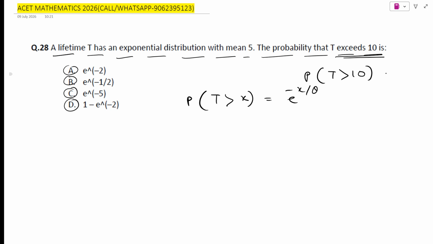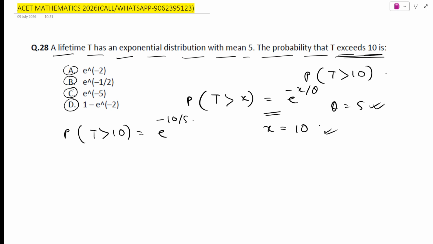Now, the question tells us that the mean is theta equal to 5. Notice that the question directly gives the mean, so there is no need to calculate the parameters separately. Now we use the formula. Here x is 10 and theta is 5. So the probability of t greater than 10 will be e to the power minus 10 by 5. Now simplify the exponent. So this will be e to the power minus 2.